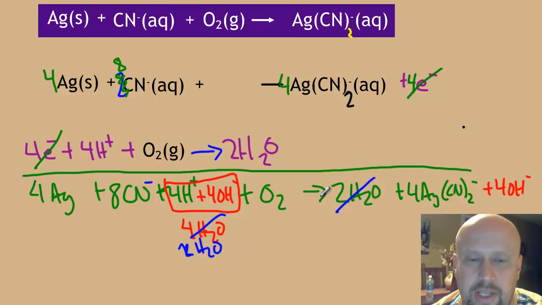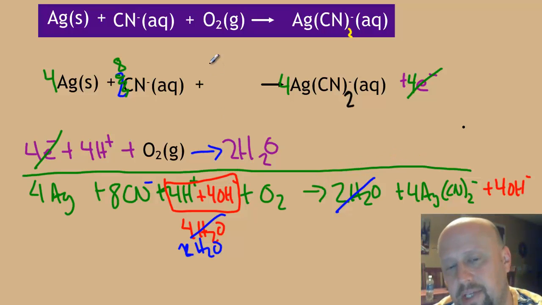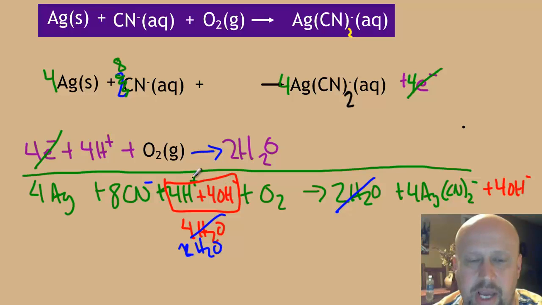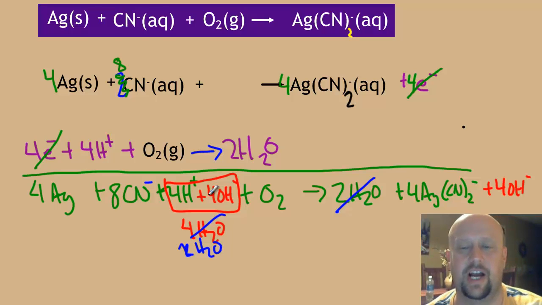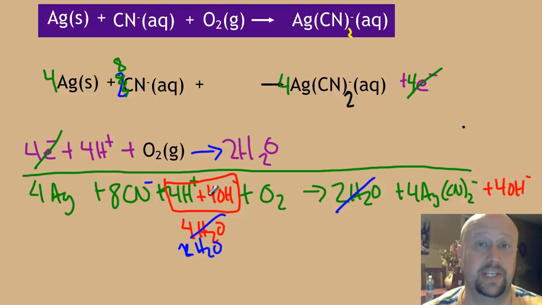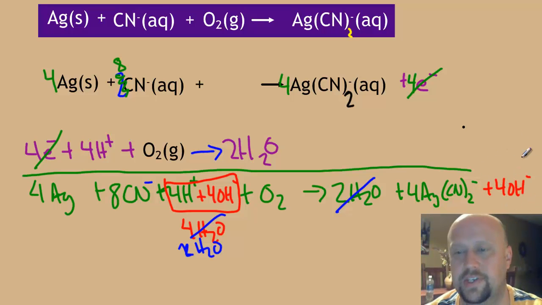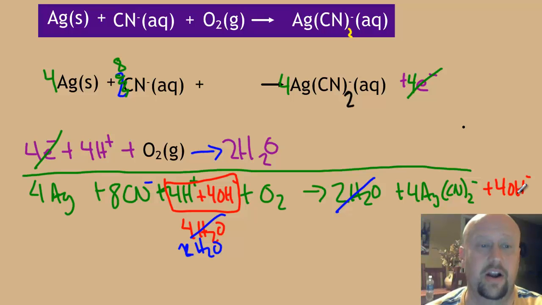So really the only thing that makes any difference in a basic reaction is that you're going to work it all the same way. And then you're going to add these hydroxides in here to turn into waters. You're going to turn your hydrogens into water because you shouldn't have any hydrogens in a basic solution, right? I mean, if it's a basic solution, we're going to have hydroxide there. And so that's what we've got represented here in our reaction.